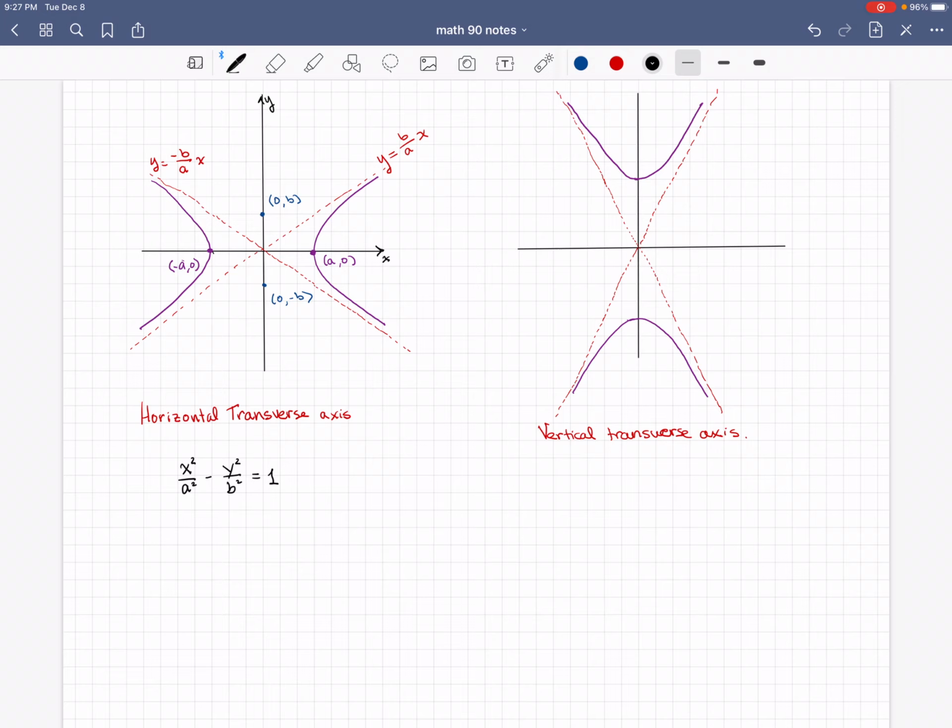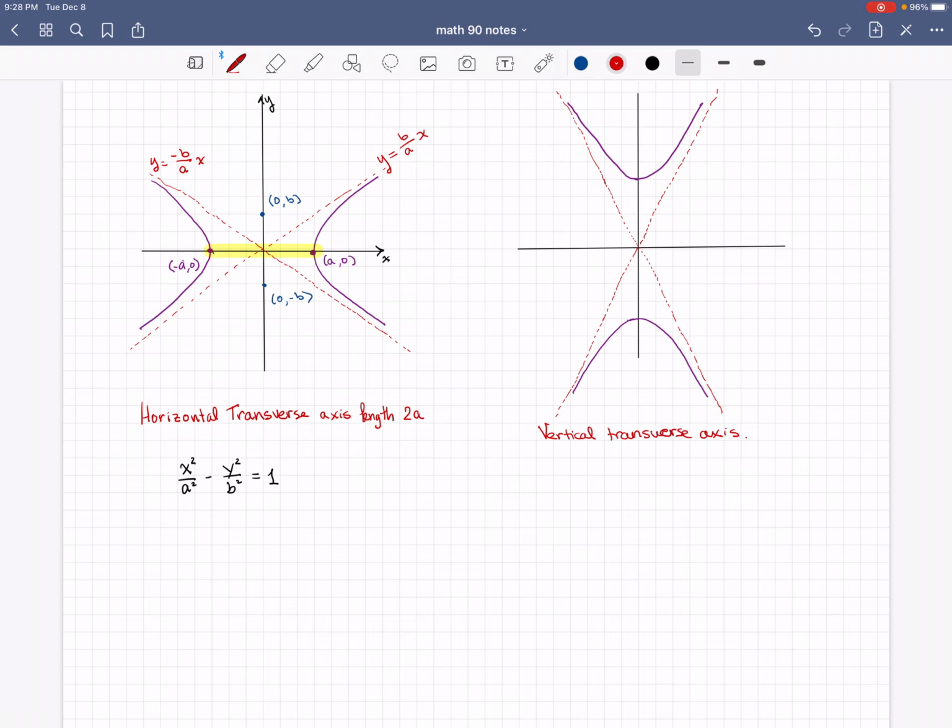The last thing that I will say before I move on to talking about the foci is that this is a hyperbola with a horizontal transverse axis, and we can actually say more. The transverse axis is the line joining up these 2 points. So we can say in this case that the length of the transverse axis is 2a. All right, good.